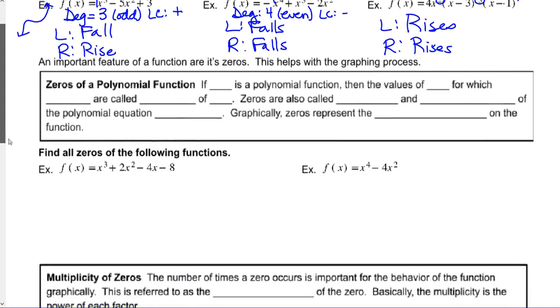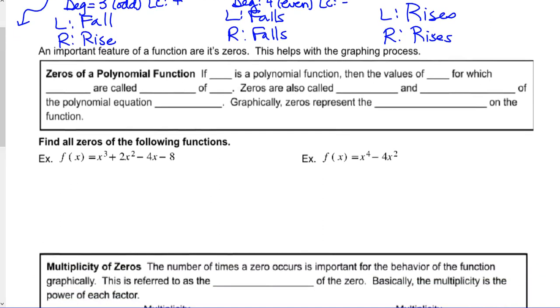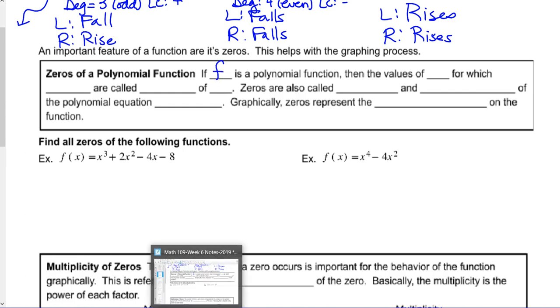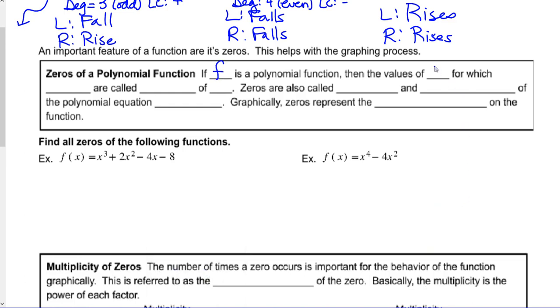Actually, graph a couple. All right, so an important feature of our functions also is to find where it crosses the x-axis, or what we call our zeros of our function, okay? So that's what we're going to discuss now. And we're going to say if f is a polynomial function, then the values of x for which our function f of x is equal to 0 are called zeros of f. Now, zeros are also sometimes referred to as roots, and they're also referred to as solutions. Okay? So all those three things can be interchanged. Zeros, roots, solutions. That is all where our function value equals 0.